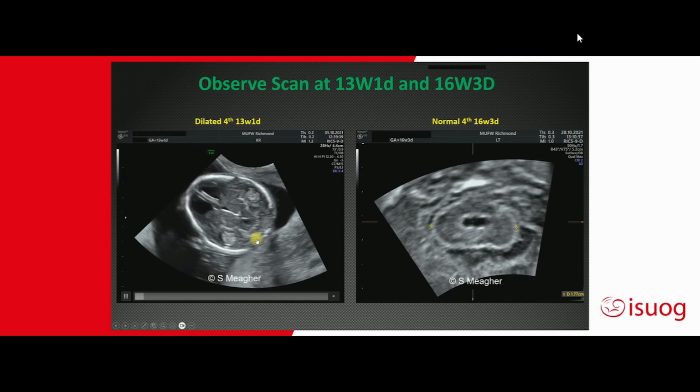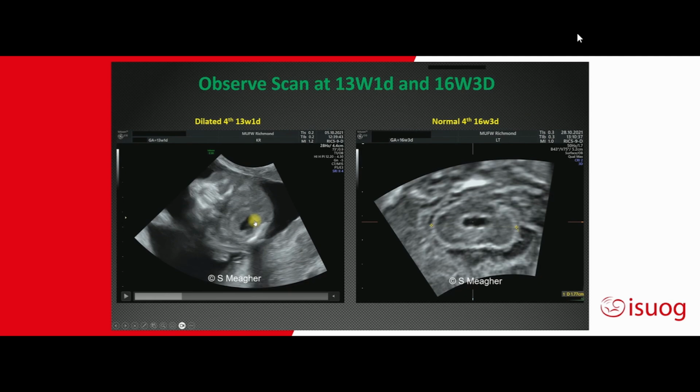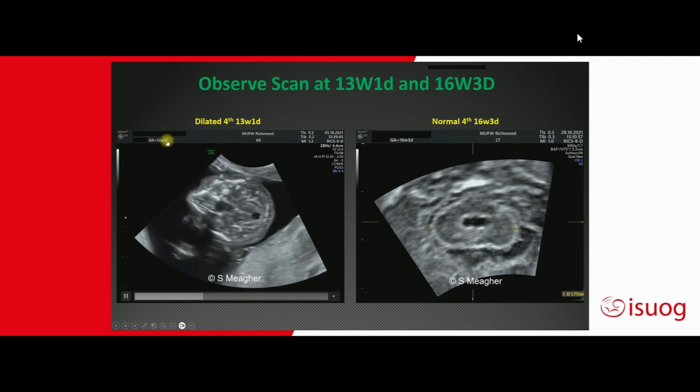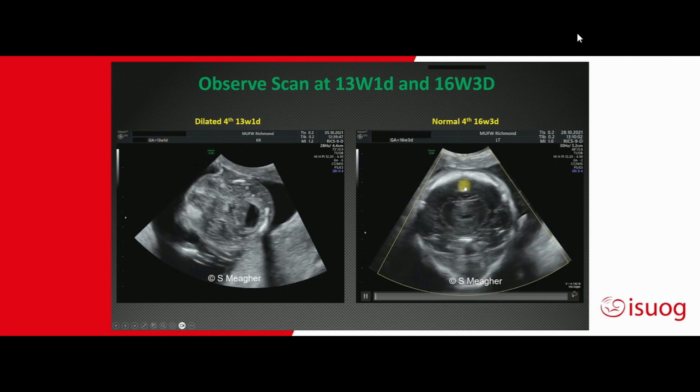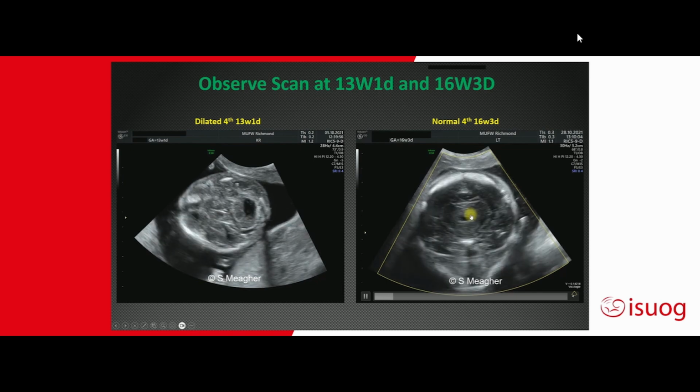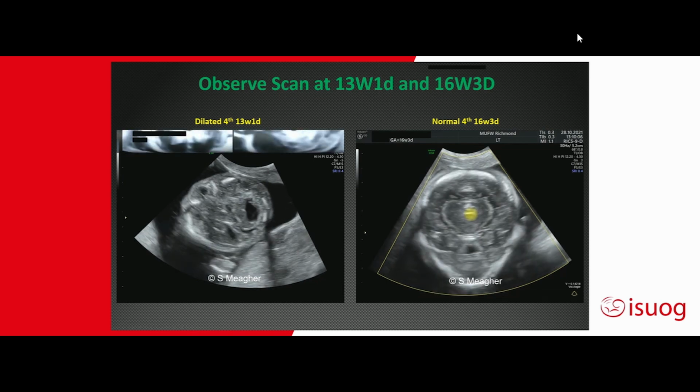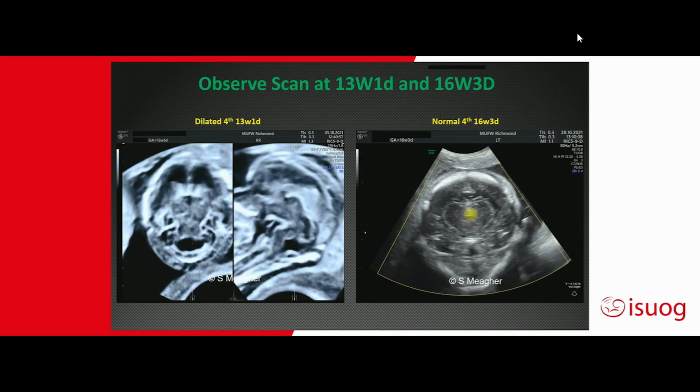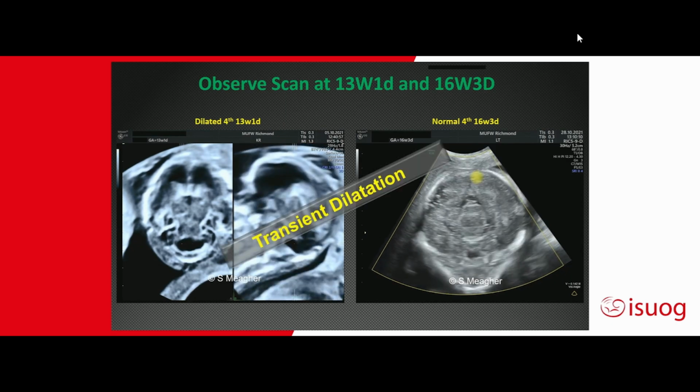Most important of all, if you are faced with dilatation of the cerebral fourth ventricle, there is a separate group. When you bring the patient back 3 weeks later, at 13 weeks and 1 day, you find the cerebral fourth ventricle has returned to within normal limits. Chromosomal microarray was normal. So just bear in mind, there is that group of transient dilatation of the cerebral fourth ventricle.